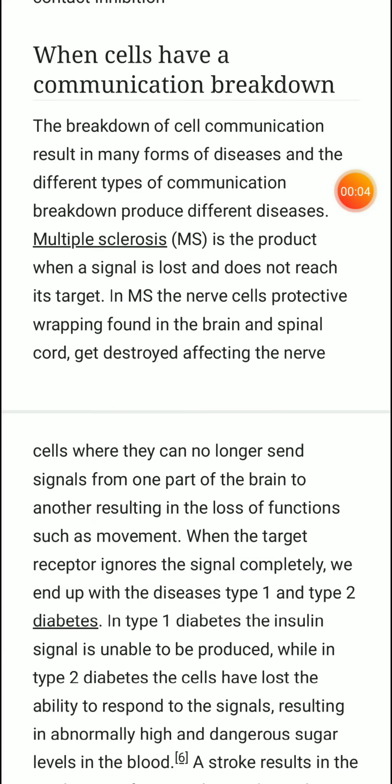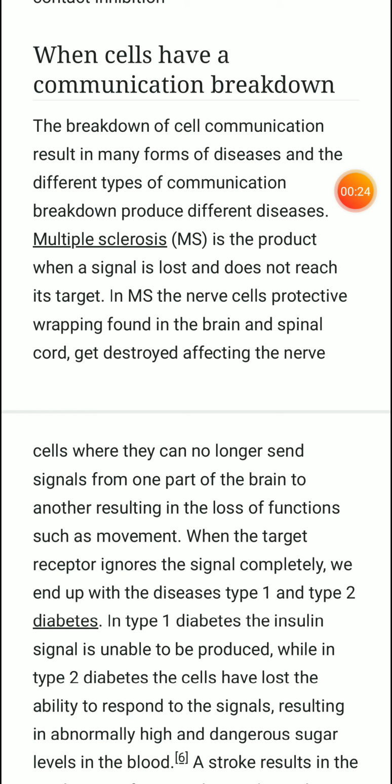Next, we are going to see cell-cell communication. When cells have a communication breakdown, the breakdown of cell communication results in many forms of diseases. Okay, the different types of communication breakdown produce different diseases.